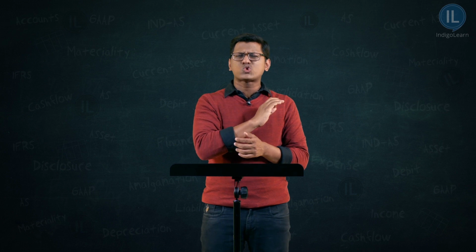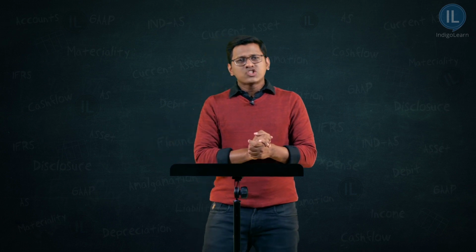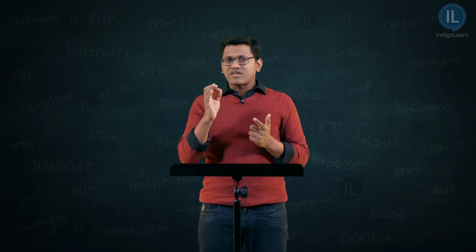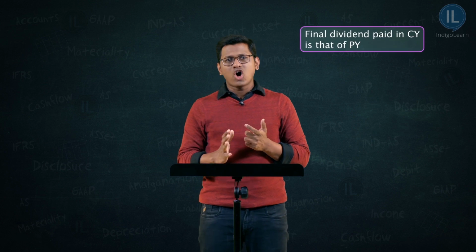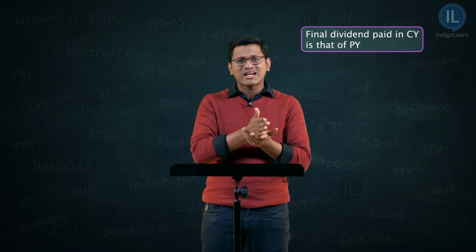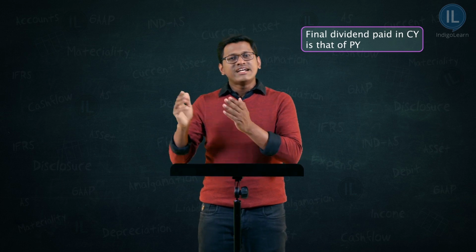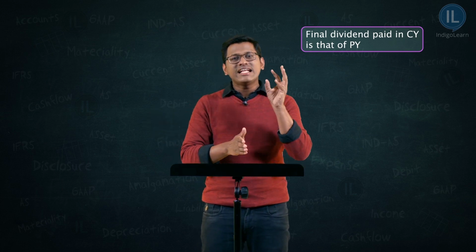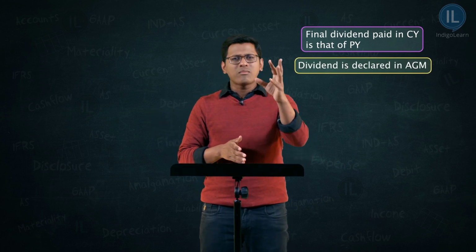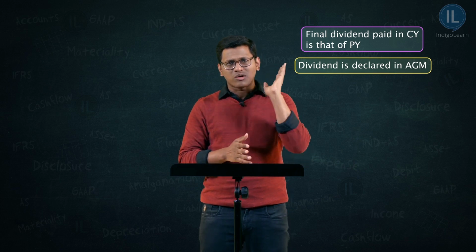Please pay attention. Trust how we are discussing this. Concentrate properly. This is super important. Right. So, quickly recapping whatever we learned. We said final dividend of one year, if it is paid in the current year, is final dividend for the previous year, and dividend will be declared in the annual general meeting where members are the ones who will finalize the dividend. We spoke about this point.